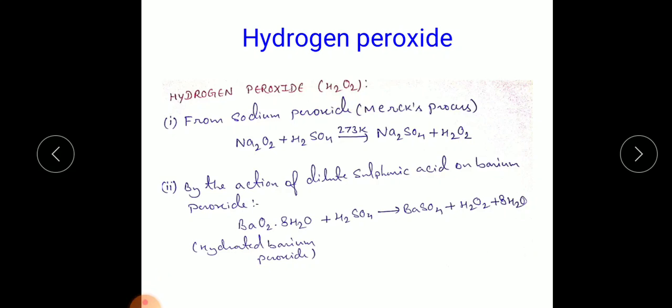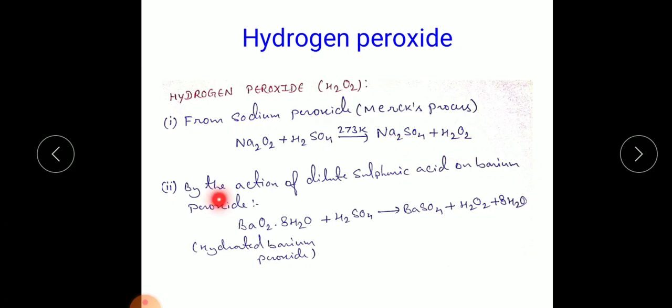One is from sodium peroxide. Another is by the action of dilute sulfuric acid on barium peroxide. So first is from sodium peroxide, and this process is also known as Merck's process. In this process, what will happen? Sodium peroxide is treated with sulfuric acid at a temperature of 273 Kelvin. It will form sodium sulfate and hydrogen peroxide.